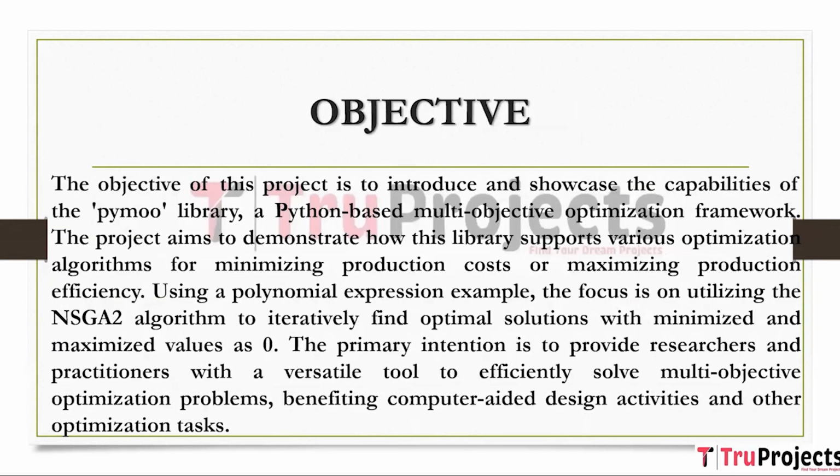Objective. The main aim of the project is to present and highlight the capabilities of Pmool, a multi-objective optimization framework implemented in Python. The project showcases how this library offers diverse optimization algorithms to either minimize production cost or maximize production efficiency. Through a practical example using a polynomial expression, the project specifically focuses on employing the NSGA2 algorithm iteratively to discover optimal solutions with minimize and maximize values as 0.